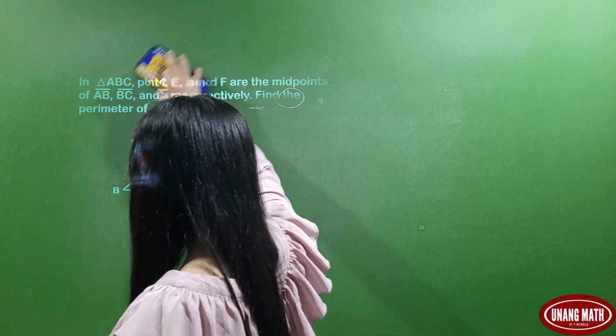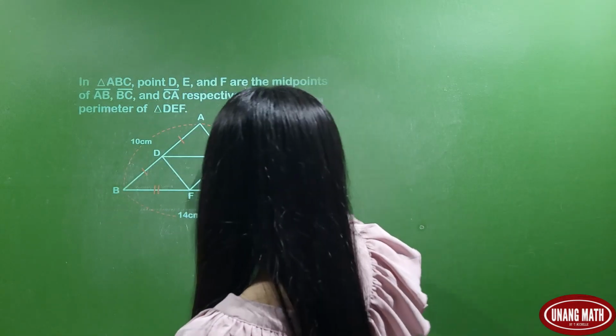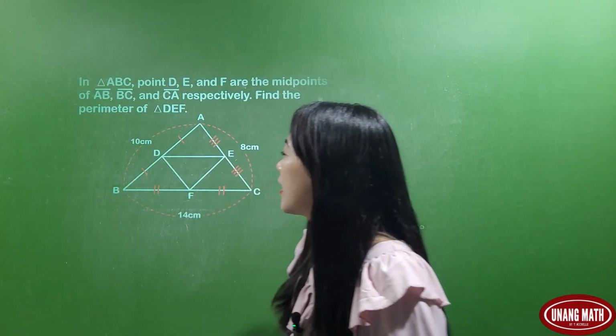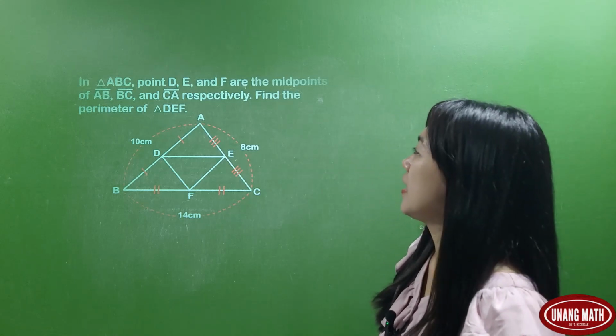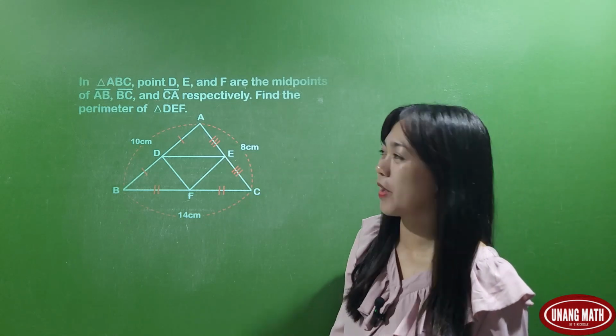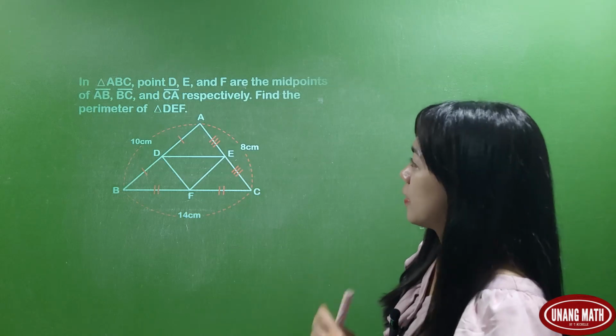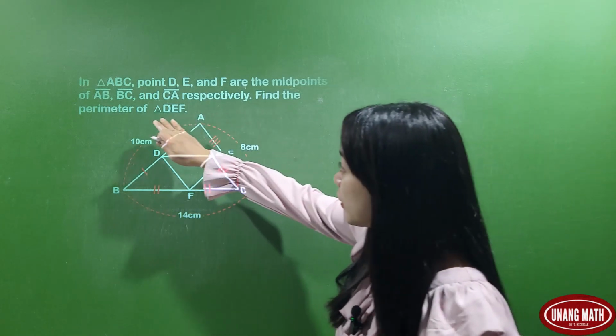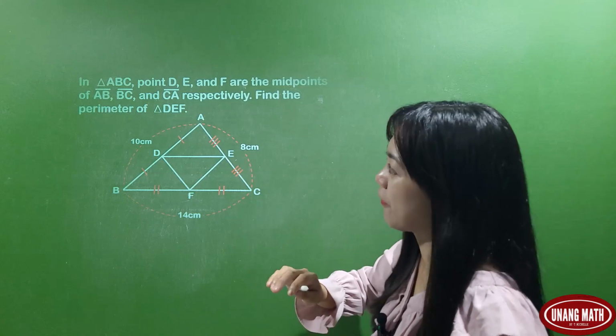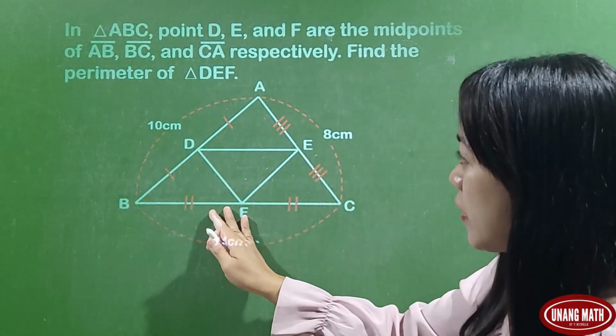Okay, moving on to our last question or problem. In triangle ABC, points D, E, and F are the midpoints of segments AB, AC, and BC respectively. We will find the perimeter of triangle DEF. Okay, this is our figure.